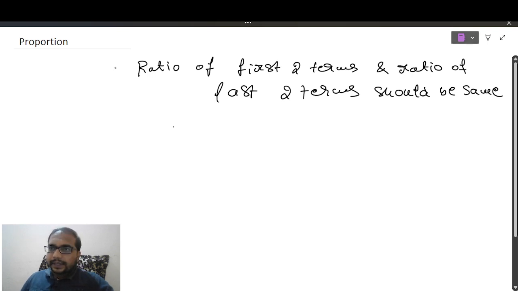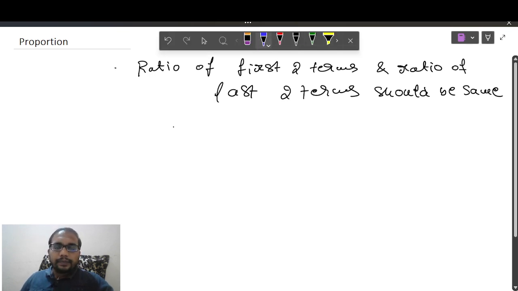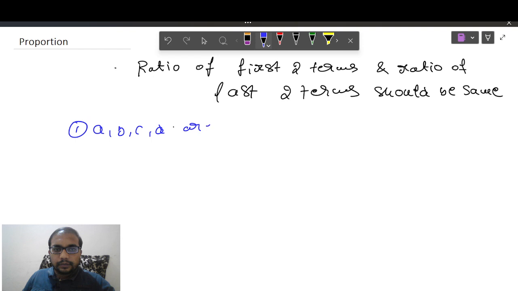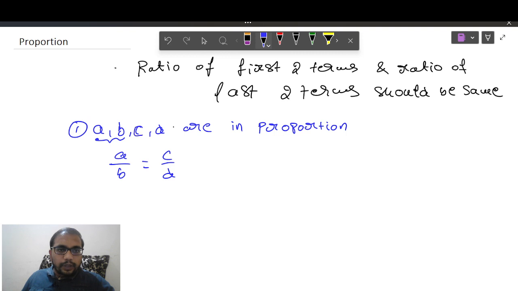For example, A, B, C, D are in proportion. It means, what are the first two terms here? A and B. That is A by B is equal to C by D. Because the first two terms are A, B, and the last two terms are C, D. Here D is called the fourth proportion, C is called the third proportion. Clear?